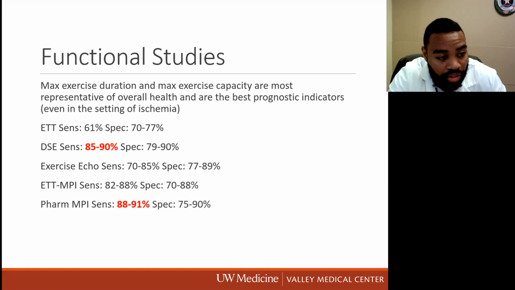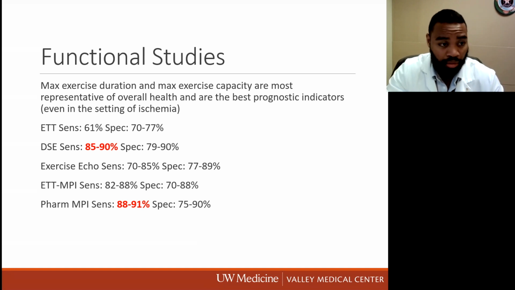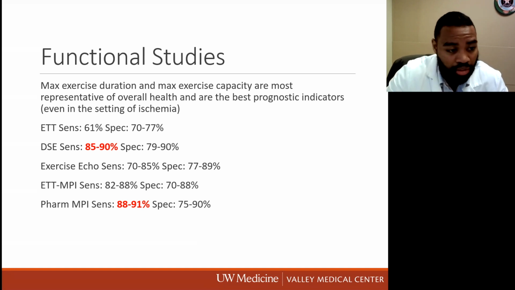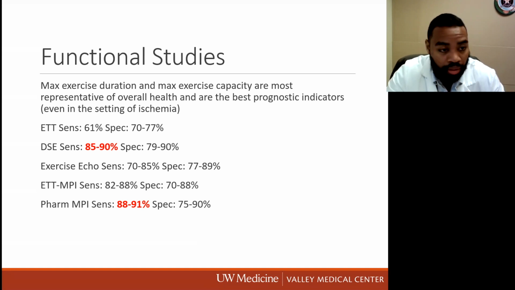And then the pharmacologic myocardial perfusion imaging scan, depending on the type of camera that you have, may be fraught with artifacts. So that's another thing to be aware of. But in terms of purely making the diagnosis, our myocardial perfusion imaging scans and DSEs remain the top choices.